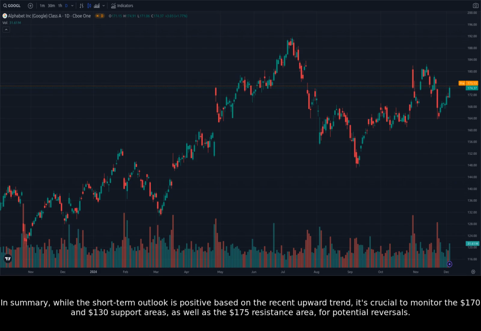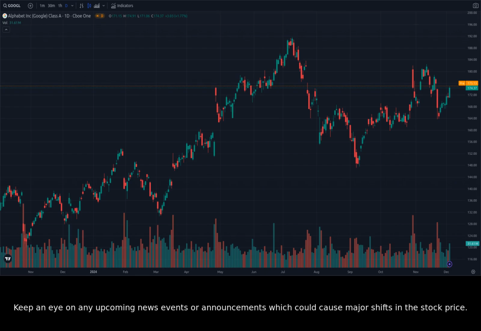In summary, while the short-term outlook is positive based on the recent upward trend, it's crucial to monitor the $170 and $130 support areas, as well as the $175 resistance area for potential reversals. Keep an eye on any upcoming news events or announcements which could cause major shifts in the stock price.